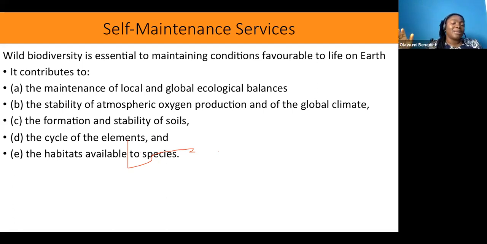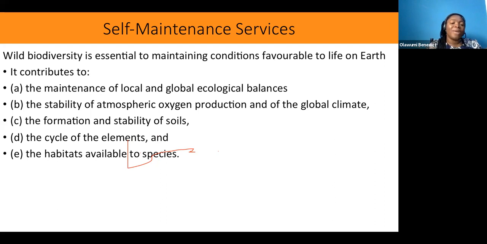Then they help stabilize atmospheric oxygen production at the local level and at the global climate level. And there's the formation and stability of soil. They help in soil stability and formation.